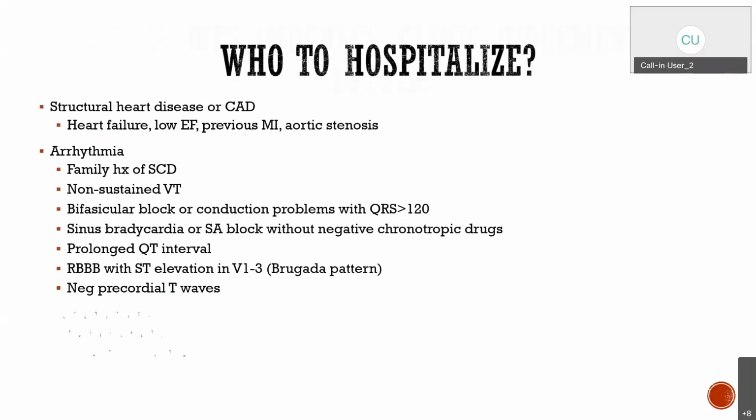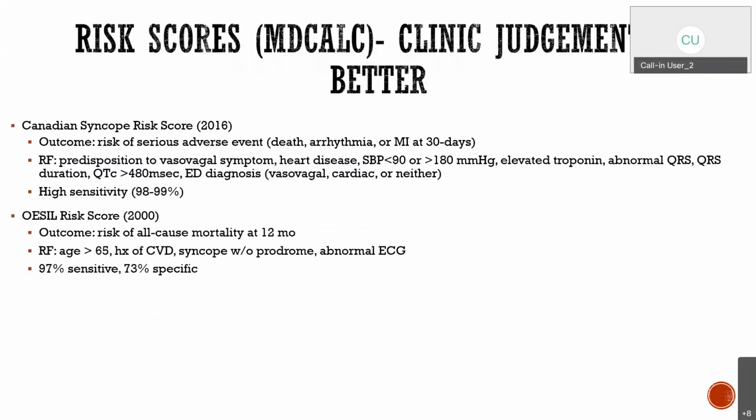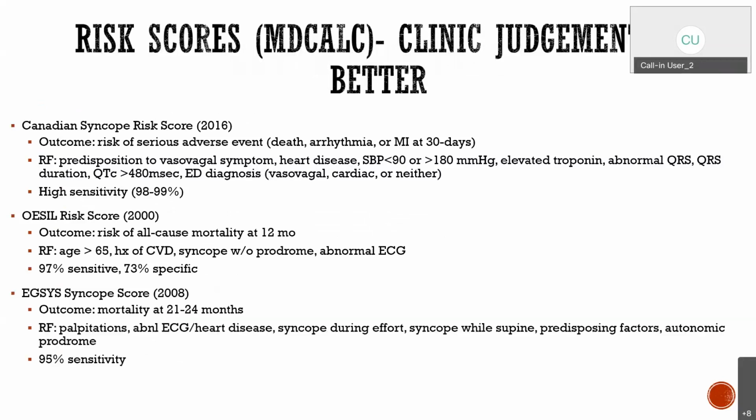There are some risk scores out there that you'll see on MDCalc. My two cents about this is that they're not really proven. I mean, the sensitivity is high, but studies have shown that people's clinical gestalt is a lot better than actually using these scores. So in general, there's a Canadian risk score, there's the OESIL score, and then there's the EGSYS. These are all validated and used throughout the country, but it's something that you should be aware of.